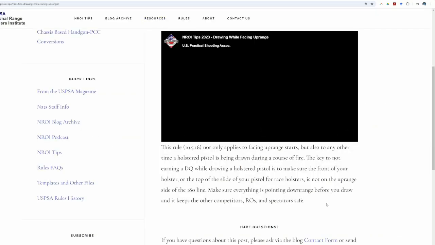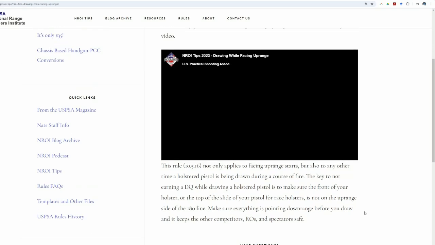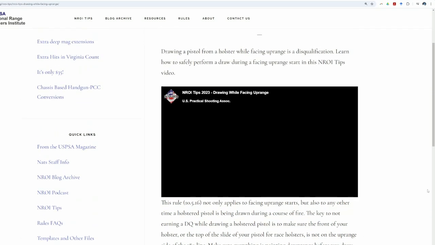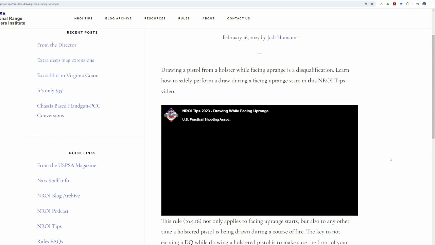Okay, so here in the NROI blog, which, by the way, is not an official ruling. It's just guidance into how you might interpret the rules. Nothing on the NROI blog is actually official per the official USPSA rules and how to interpret the rulebook.